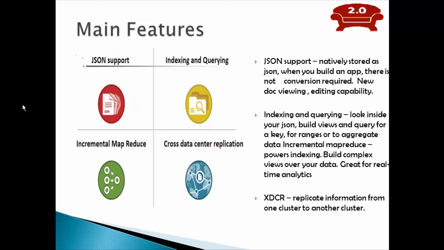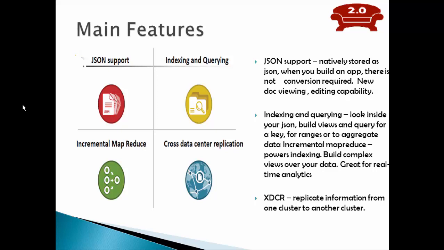And the main features are that it supports JSON, indexing and querying, incremental MapReduce, and cross data center replication. JSON is natively stored as JSON, and it's not only JSON, it also supports other data formats. But JSON is very much used because of the nature of its format, it's lightweight, and also very easy to read on the UI interface, like if you're using jQuery, which is very native to the JSON format.